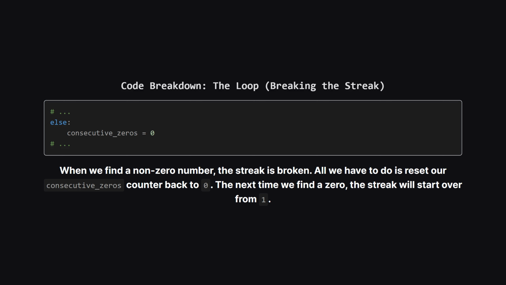The other case is simple. If the number is anything other than 0, our streak of zeros is over, so we just reset the consecutive zeros counter back to 0. This prepares us for the next time we might encounter a new block of zeros.